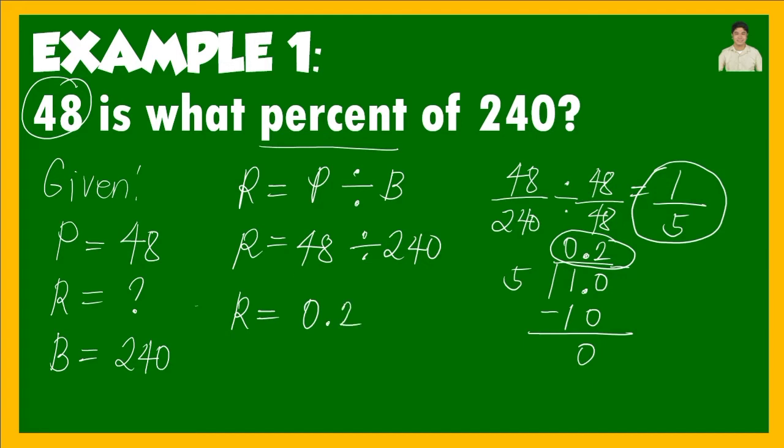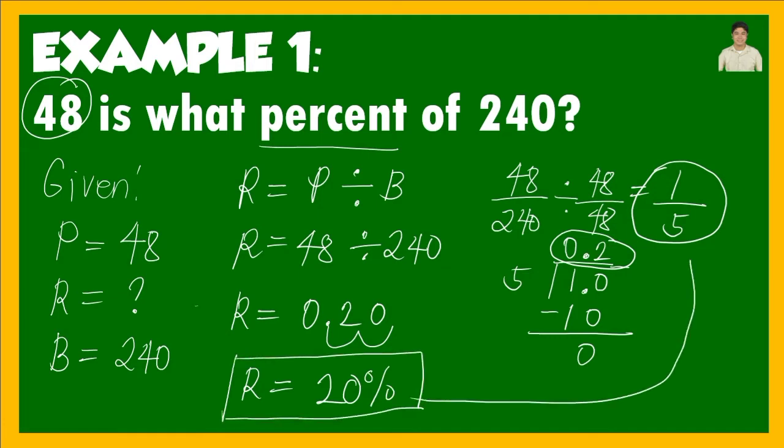0.2. So, since decimal po yan, kailangan po natin i-change yan into percentage form. So, kailangan natin mag-move ng 2 decimal places to the right. So, from the decimal point to the right. 1, 2. So, our answer, final answer is 20%. 20%, that is equal to 1/5. Therefore, 48 is what percent of 240? Our answer is 20%.